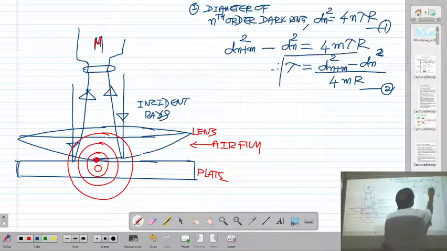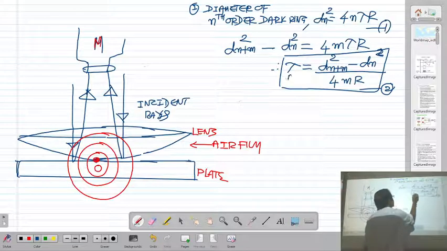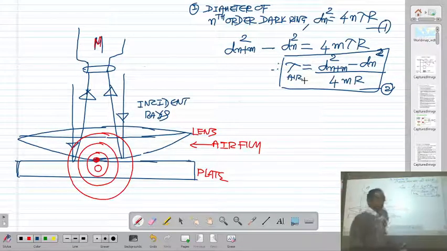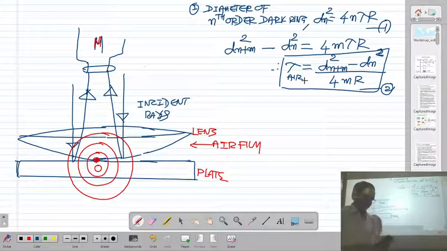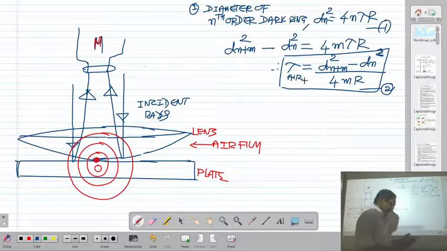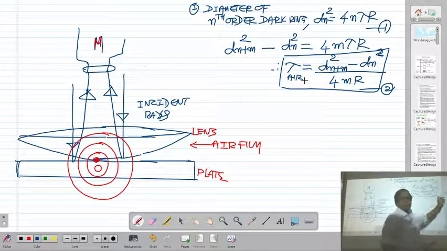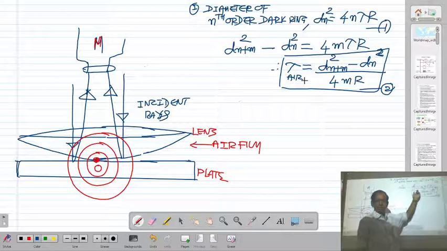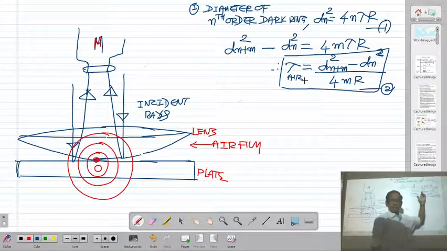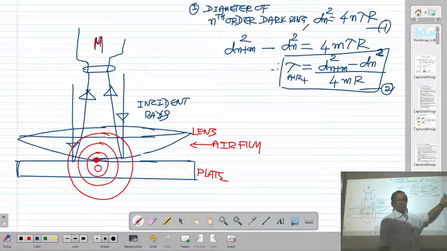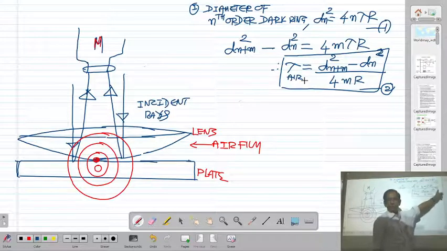Okay, so from this equation, you can find out the wavelength of unknown light. So the wavelength of unknown light, lambda, can be determined using the equation (Dn+m square minus Dn square) upon 4mR.